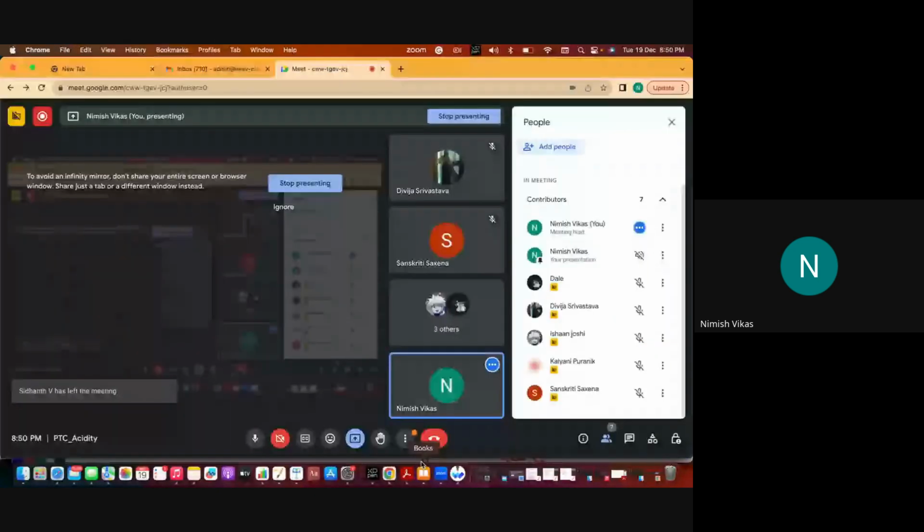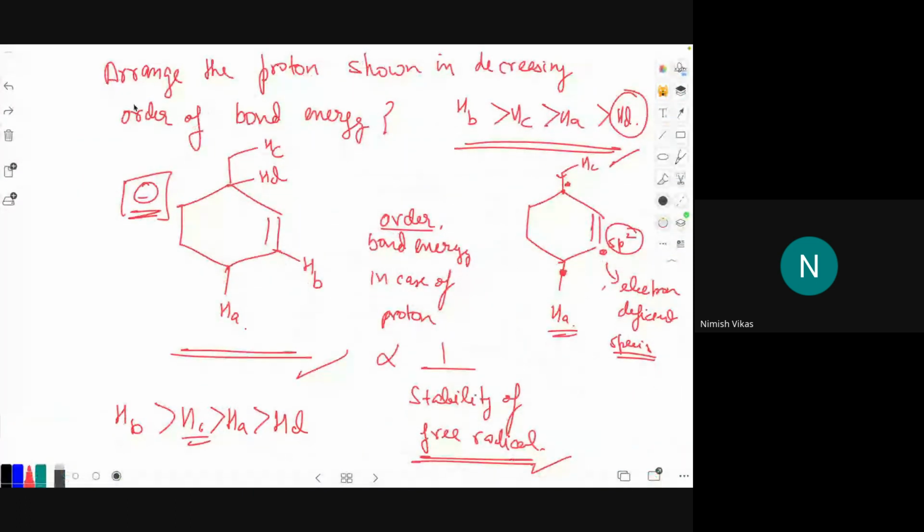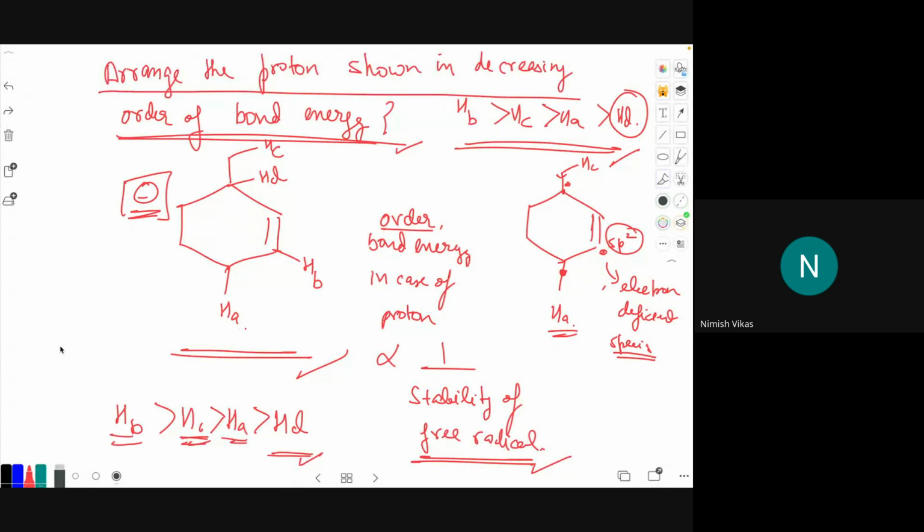Is that fine? To all the other people over here, what we did: they asked to arrange the protons shown in decreasing order of bond energy. Very common question. And how do we check it? You remove everything and put a radical in it one by one. The more the stability of the radical, the lesser the bond energy it will have. Is that clear what we did over here? This was a CCT question which we discussed.